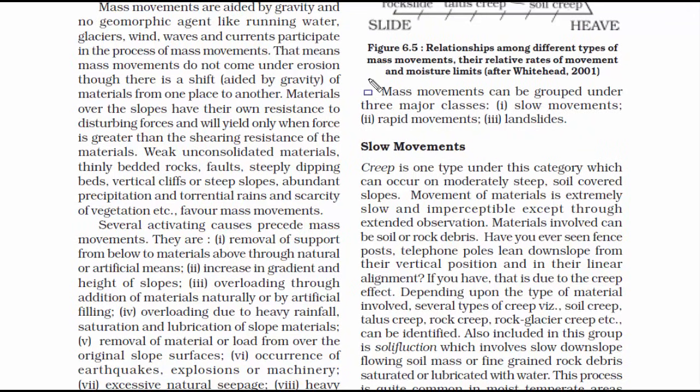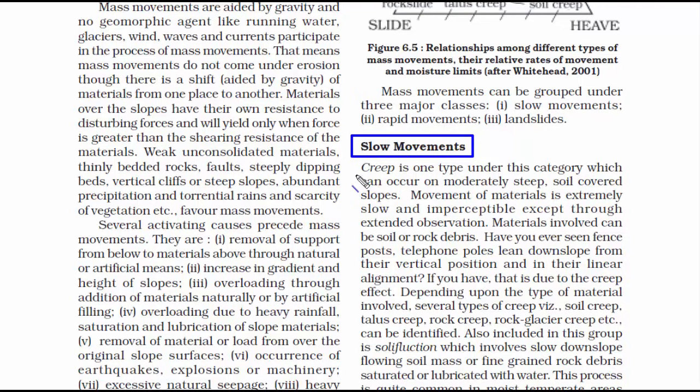So mass movements can be grouped under three major classes: slow movements, rapid movements, and landslides. Let's read a little about slow movements. By the name you can understand that the movement of earth materials is going to be very slow. That goes on for years or even centuries.